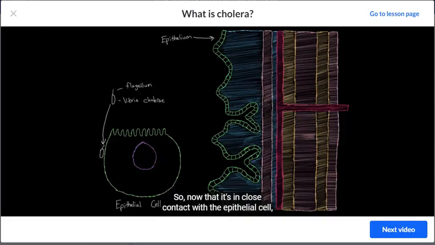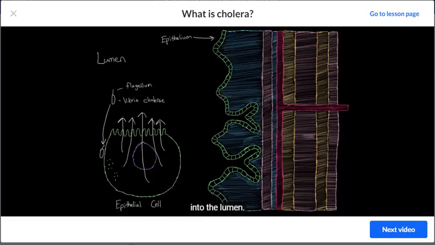So now that it's in close contact with the epithelial cell, it'll start producing what's called a cholera toxin. That cholera toxin will then enter the epithelial cell. As it enters the epithelial cell, it'll induce a whole bunch of different biochemical reactions and signal transduction cascades. And in doing so, it'll lead to the ultimate secretion of a whole bunch of things from within the cell into the lumen. Remember that the lumen is really just the space through which the food and water passes through the small intestine. Now what gets secreted out? Well, it's mostly ions. Things like sodium, potassium, bicarbonate, and chloride.